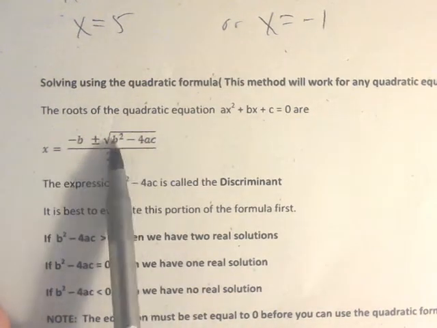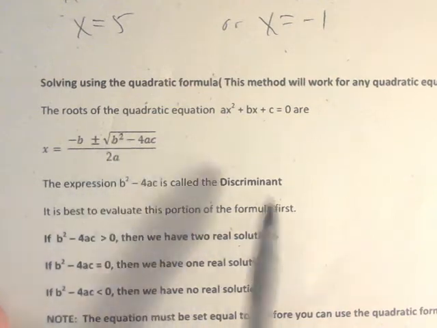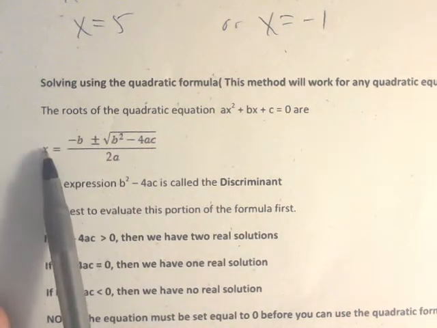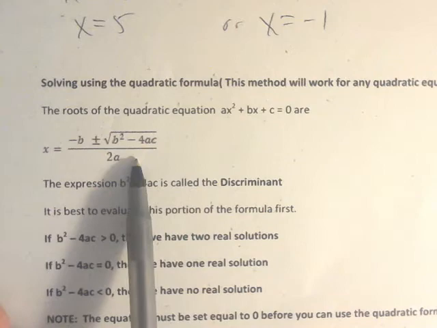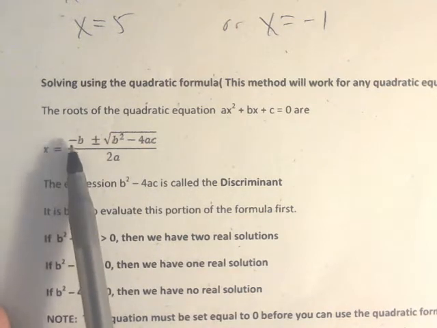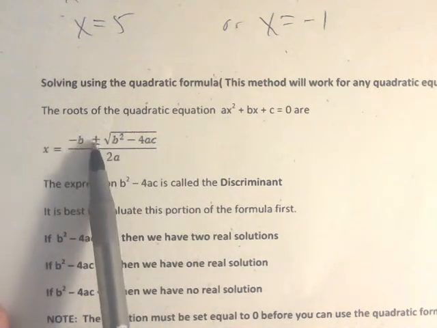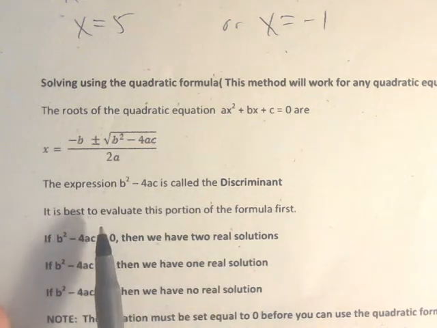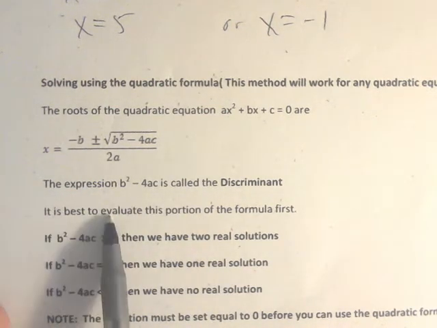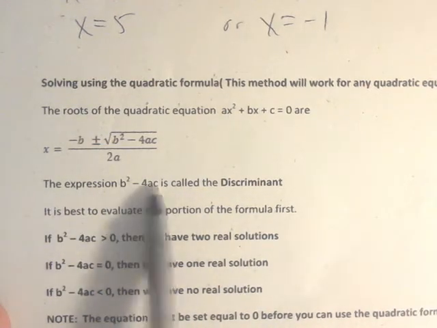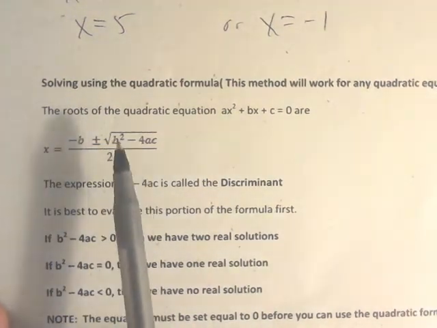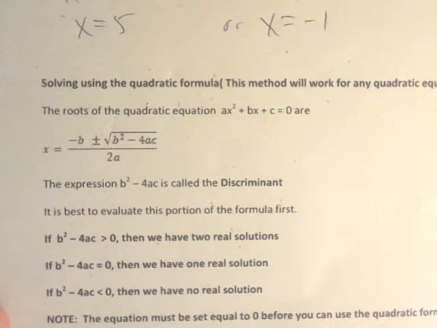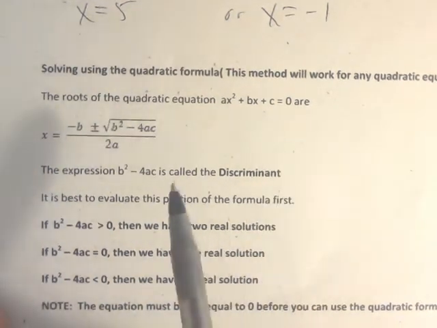We call this expression underneath the square root the discriminant, okay? The way it's set up is x equals minus b, the opposite of b, then plus or minus. That's how we get our two solutions. And I always say the best way is to evaluate this number first, put it in there, and then go on and simplify or whatever you need to do further.